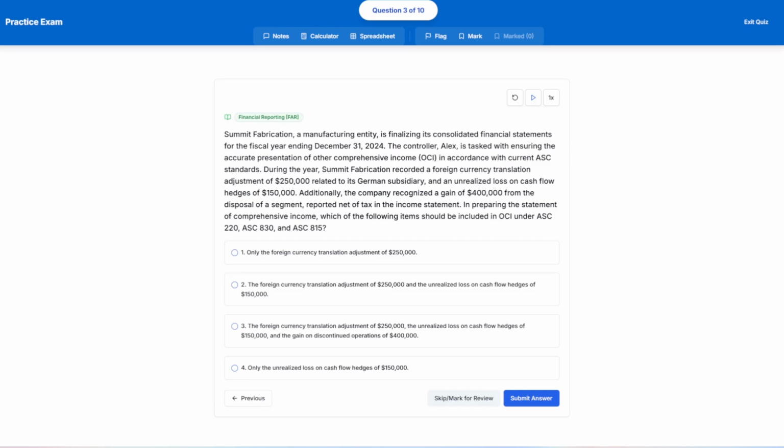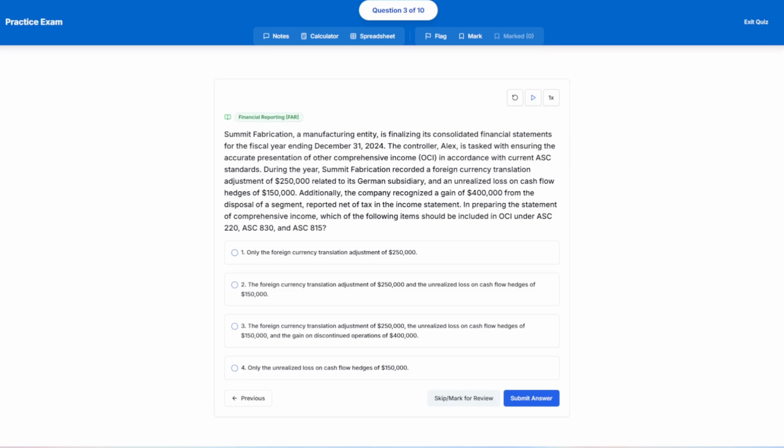Option 4 includes only the unrealized loss on cash flow hedges. Similar to option 1, this is a partial answer. While ASC 815 tells us this loss should be in OCI, it ignores the foreign currency translation adjustment, which is also required by ASC 830. Therefore, option 4 can't be right either.